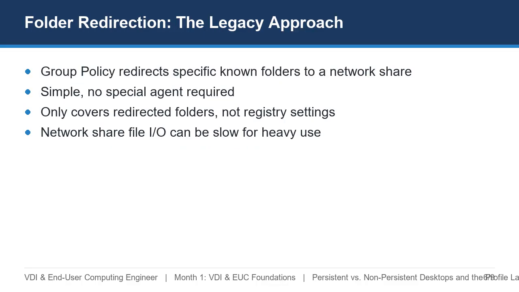Before container-based tools matured, the standard technique was folder redirection, a group policy setting that redirects specific known folders like documents and desktop to a network share, so their contents survive even though the local profile doesn't. It's simple, but it has real limits. Application settings stored in the registry or in app data folders outside the redirected set aren't covered, and heavy file I/O over a plain network share can be slow.